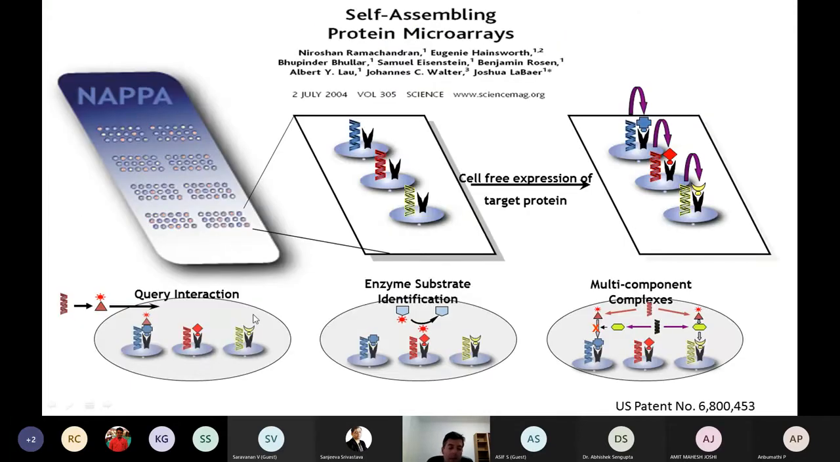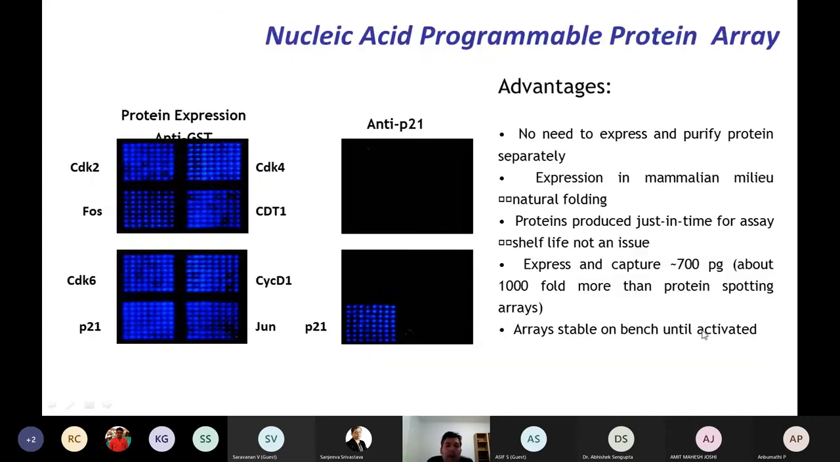For protein-protein interaction, enzyme substrate identification, or identification of complexes. This is an example of the performance of the nucleic acid programmable protein arrays, NAPA, and the main advantage is the absence of expression and purification of the protein separately from the array. That avoids problems related to the stability of the proteins and degradation issues.